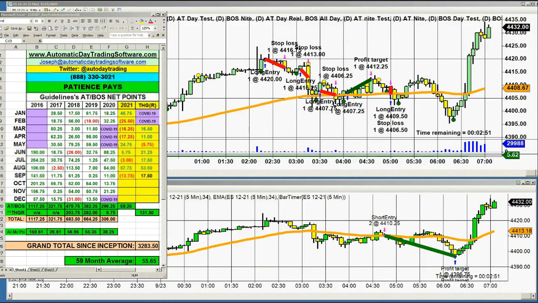Where you should only be running one of them at a time. Last night was BOS only. You can only run one strategy. One strategy at a time on each chart.